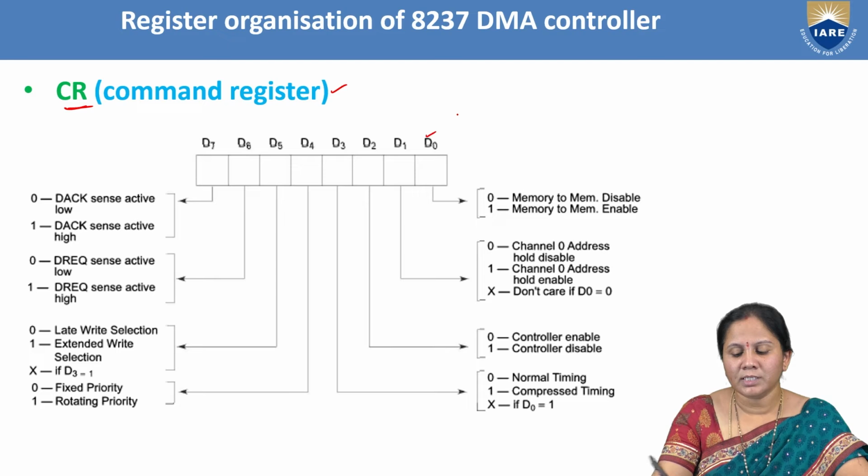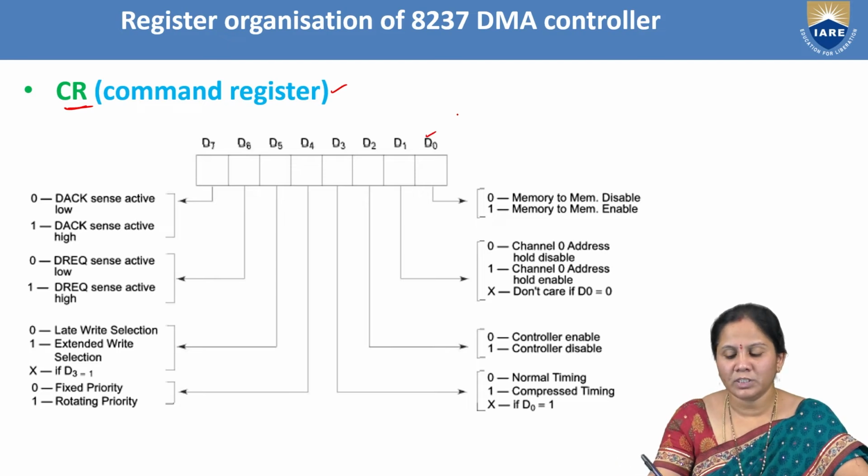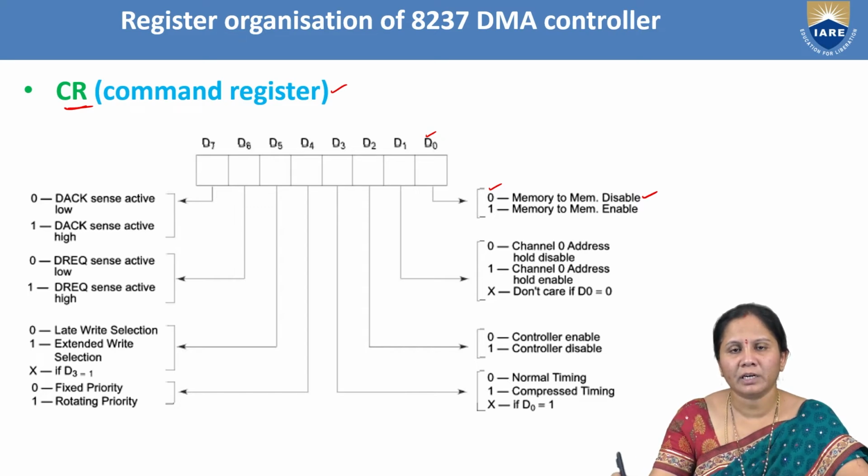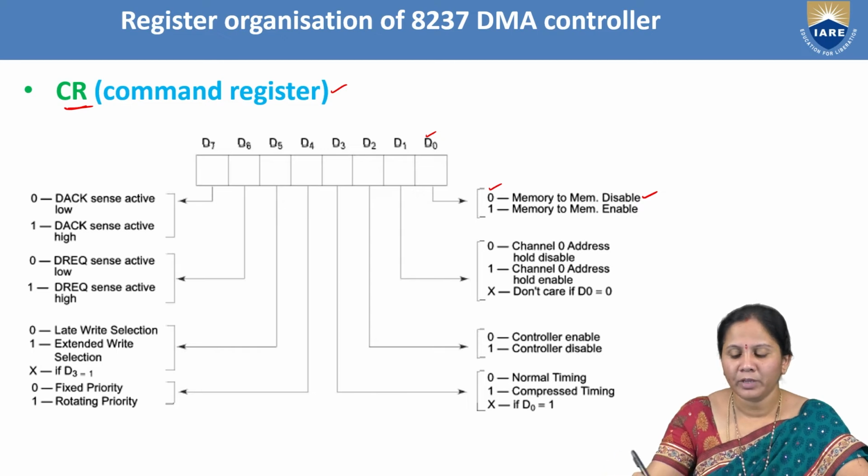Here this is the D0 bit. This D0 bit may be either 0 or 1. If you are fixing this D0 bit to 0, memory to memory data transfer will be disabled. That means memory to memory data transfer cannot be performed. If you are fixing this D0 bit as 1, memory to memory data transfer will be enabled.